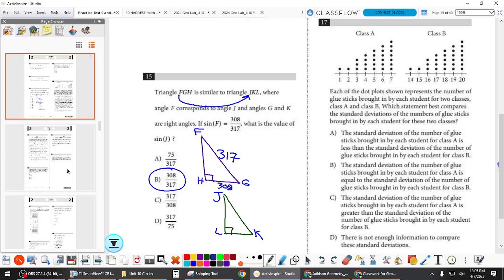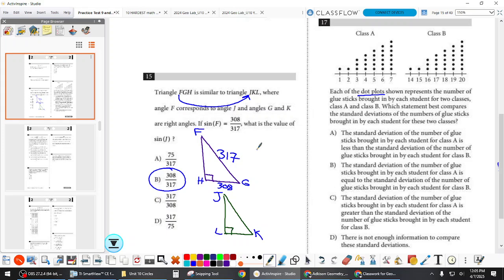Are you guys familiar with a dot plot? Yes. What does it show? The number of something. Yeah, kind of like a histogram, right? I think that's sort of like probably the easiest math ever. Oh, good. Okay. So, glue sticks being brought for 2 classes, and then it says which statement compares the. Is it important to read through every word of this? Yes. Sometimes, and then sometimes not, right?